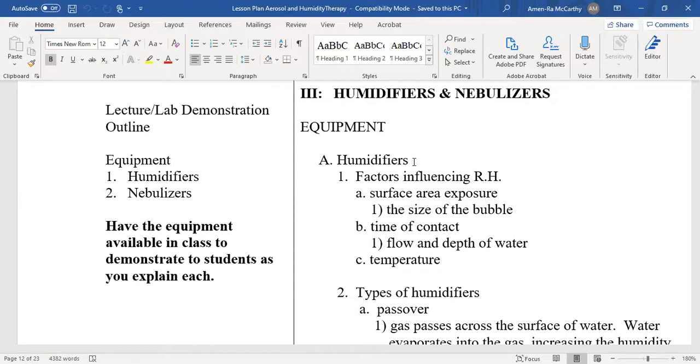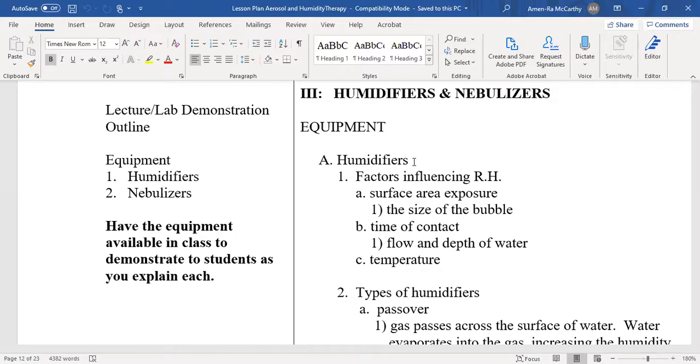That type of humidifier would be called a Passover humidifier, okay? When the air passes over a body of water and picks up the moisture, all right? That's a Passover type. The bubble type is the one we're talking about right now. And that is what we use on our low flow device, all right? The bubble humidifier is a low flow device humidifier, only for the nasal cannula, all right? We use that one for the nasal cannula.